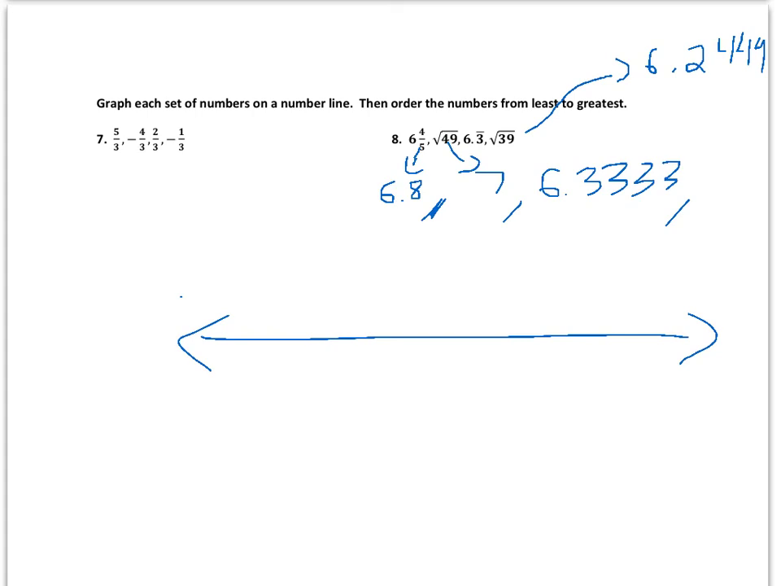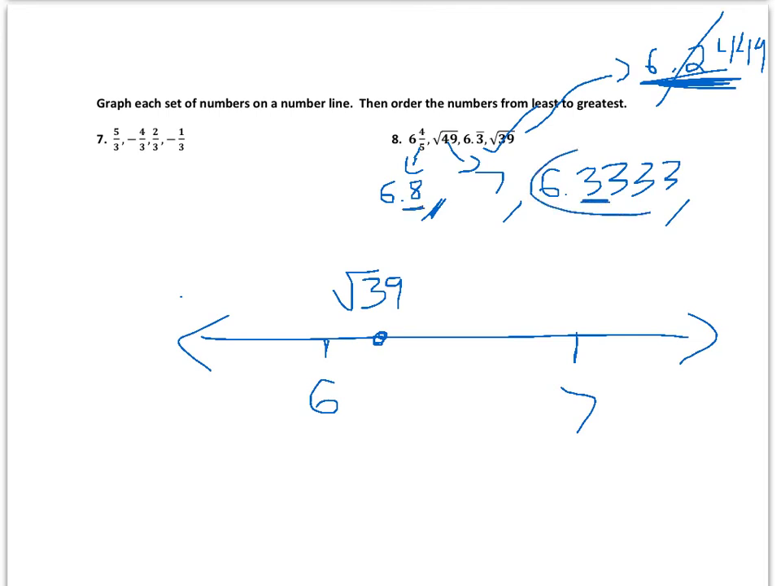And now I know from looking at it, the smallest one is this. So if I graph this, it looks like I'm just dealing with 6 and 7. I'm just going to put 6. I'm going to put 7. So this is really close to 6. So I'm going to put square root of 39. So I'm done with that. Then this 3 is less than that 8. So this goes next. So it's 6.3 repeating, right about there.